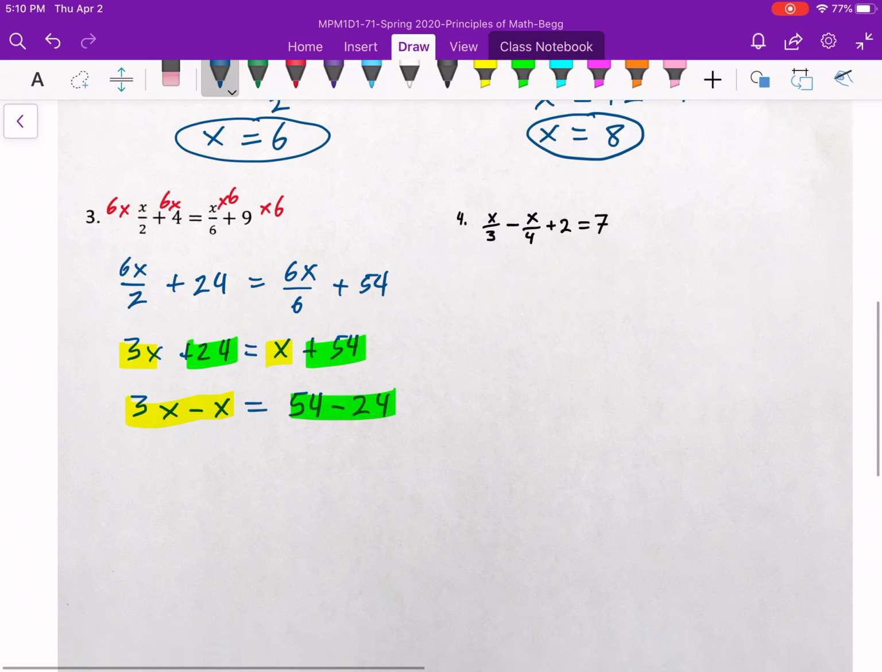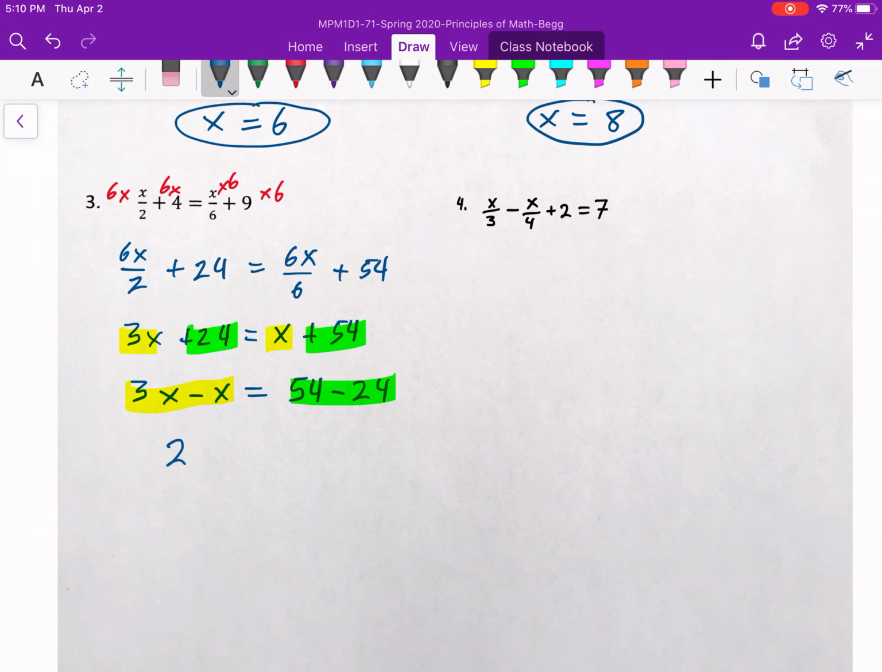And so those like terms are collected. Again, that's all the color coding is meant to show. I've got 2x equals 30. I'll divide each side by 2, and I get x equals 15.